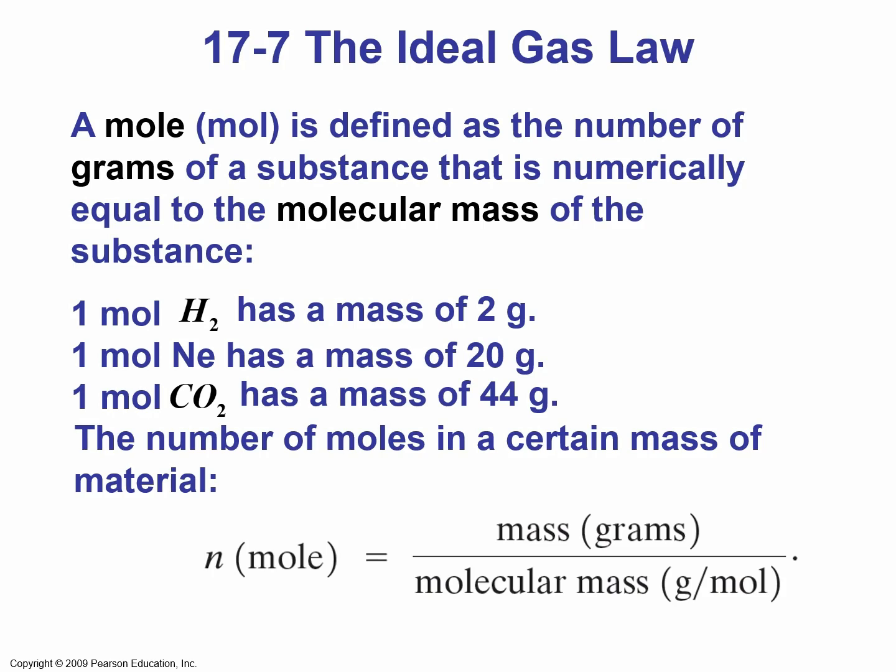The number of moles in a certain mass of material is written as n, as the number of moles is equal to the ratio of mass in grams divided by molecular mass in grams per mole. That gives us the number of moles.